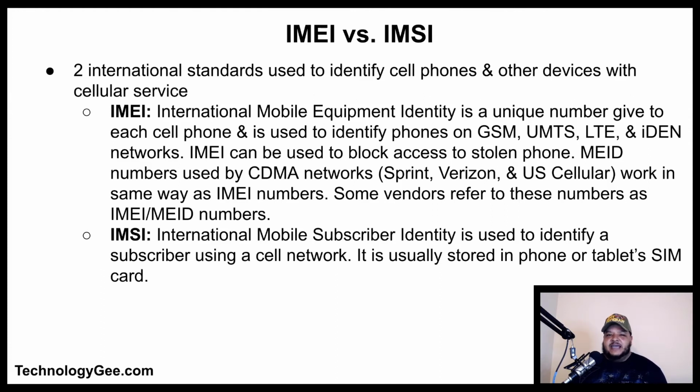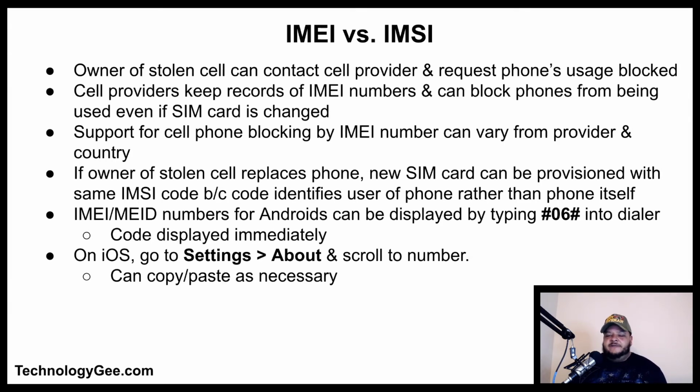And then you have the IMSI, which stands for International Mobile Subscriber Identity. It is used to identify a subscriber using a cell network. It is usually stored in the phone or tablet's SIM card. The owner of a stolen cell phone can contact the cell phone provider and request that the phone's usage be blocked.